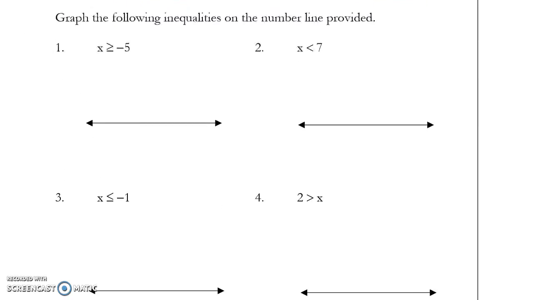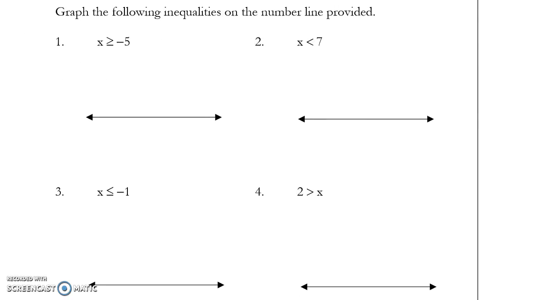So let's do a couple examples together. Graph the following inequalities on the number line provided. One thing I didn't do on the number lines above that you must do, and I will start to do now. I need to see 2 numbers on the number line. I don't need to see you put every single number, but I need 2 of them.